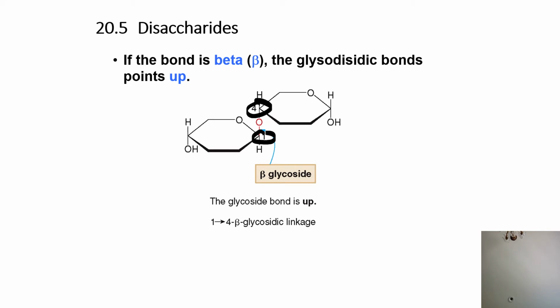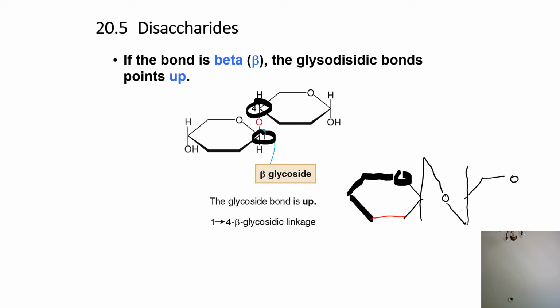The other way you might see that drawn, and I'm just going to do a generic, something like that, not quite as thick, is like this. Okay. So you may see the beta glycosidic linkage represented this way.